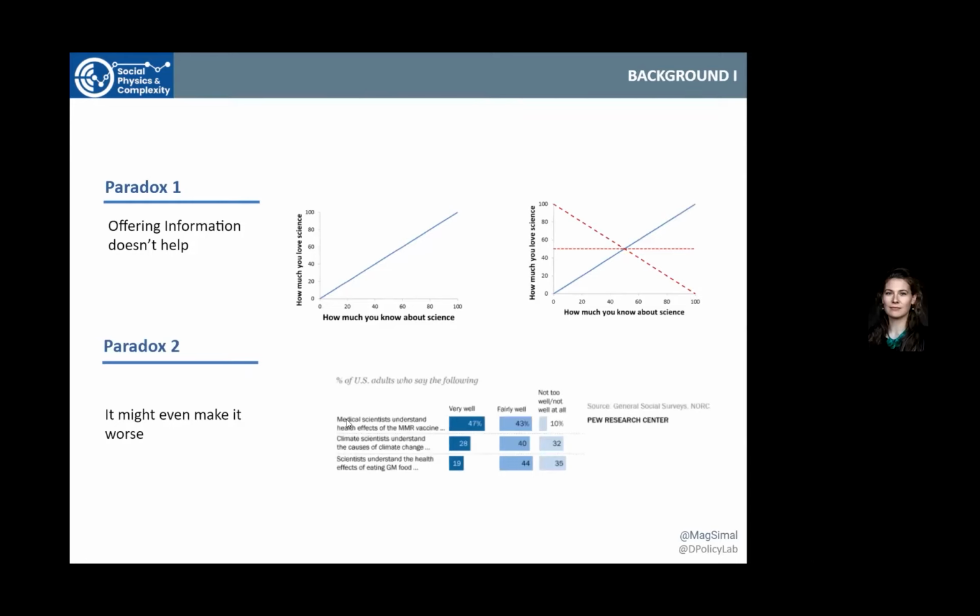So the second paradox is also that giving more information might make attitudes even worse. Namely, when issues become very controversial, people might polarize even more and their trust drops. So in this case here, only 19% of the general US population stated that scientists understand the health effects of eating genetically modified food very well.